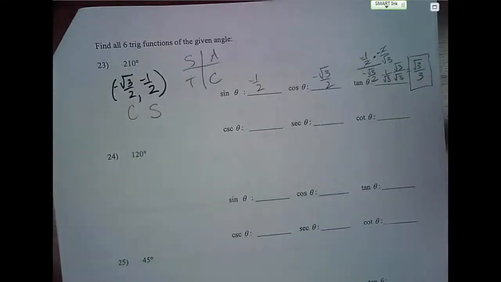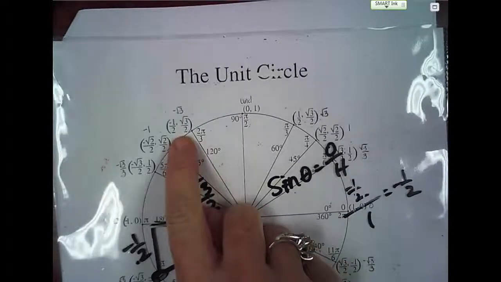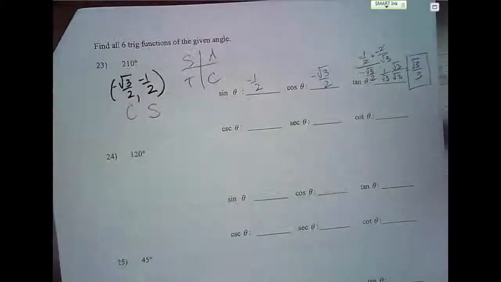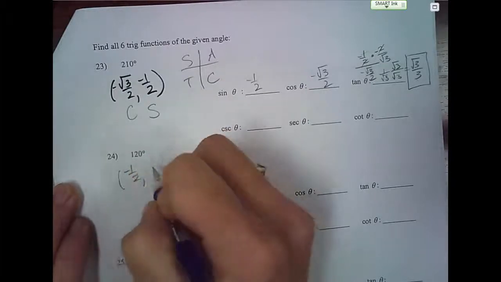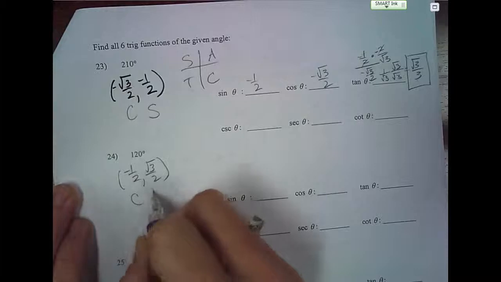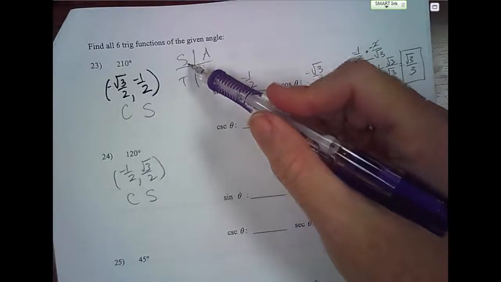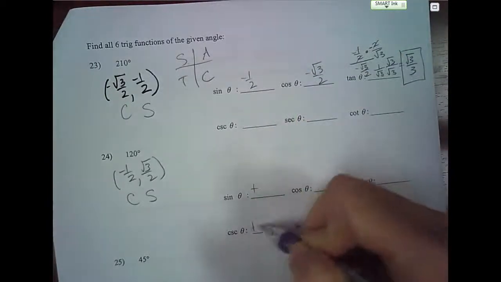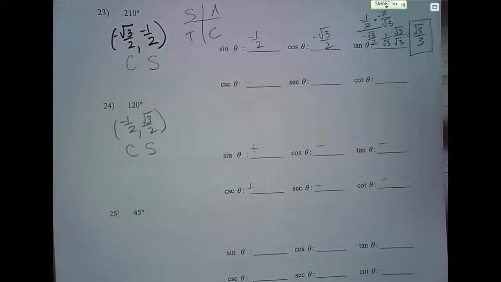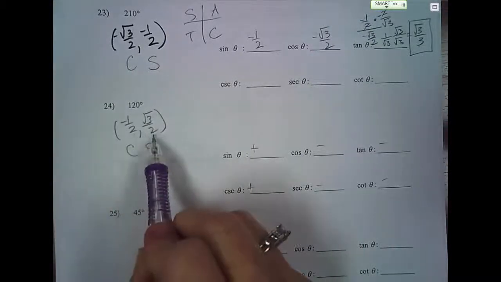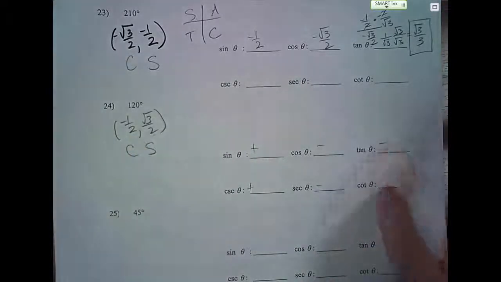Now go to 120. Use your unit circle again. Find 120 degrees. There's the point right there. So negative 1/2, root 3 over 2. Cosine, sine. You're in quadrant 2, so only sine is positive. These are the only ones that are positive. Everything else should be negative. And you can look at it by the point too. Cosine is negative, sine is positive. And tangent is a positive divided by a negative. And that's the reason it's negative.